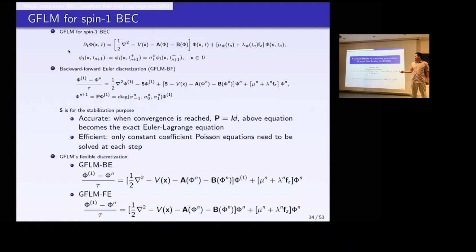And so to avoid this inaccuracy, we added the Lagrange multiplier back into the gradient flow. For that one, we can use whatever consistent numerical discretization that we want. And eventually, when they converge, the ground state would be exact. We always use this one in practice because at each step, only a constant coefficient Poisson equation has to be solved, so it can be done very efficiently.